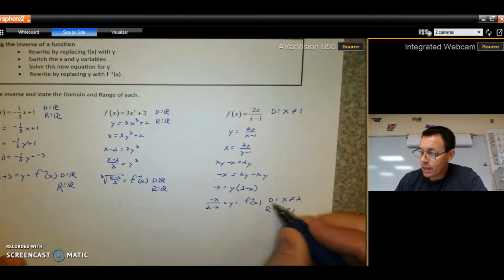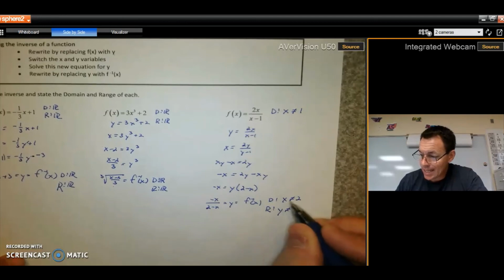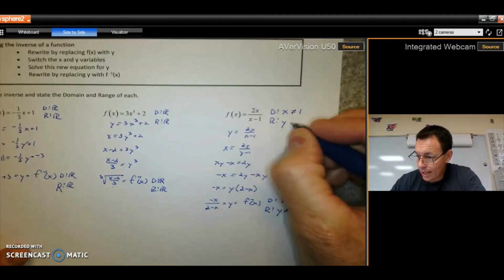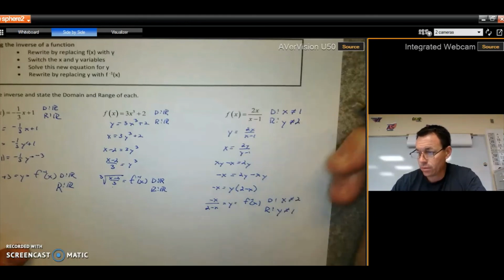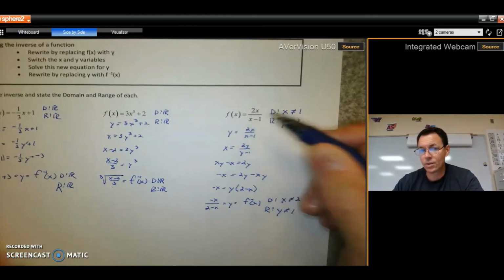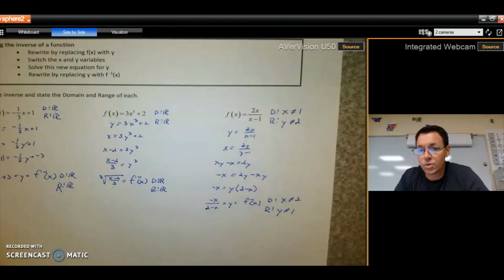Okay. If the domain of my inverse is x cannot equal 2, that means the range on this is y will never equal 2. Well, again, if you look at this, x over x, 2 over 1, that's a horizontal asymptote. And this is one of those horizontal asymptotes that you don't cross. So that has a range restriction.